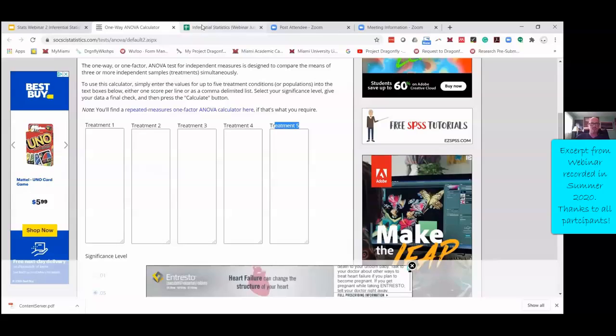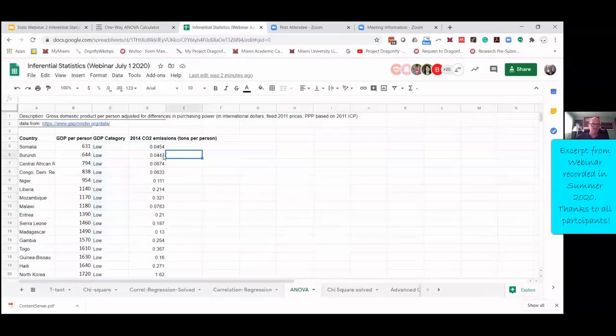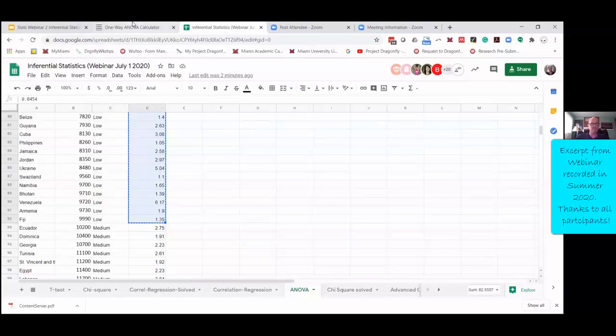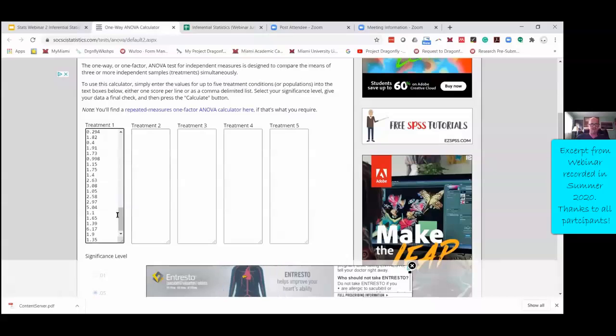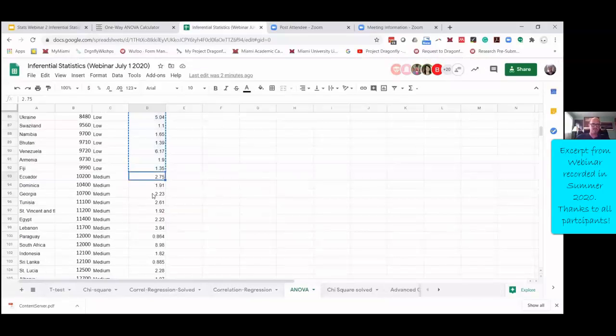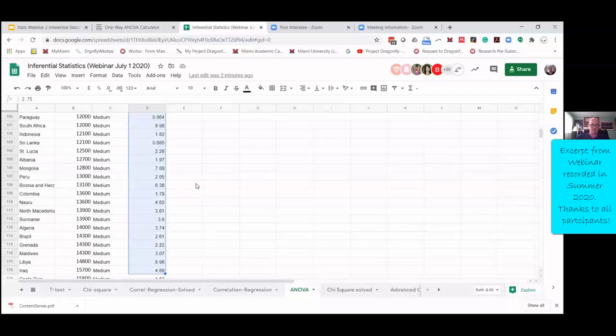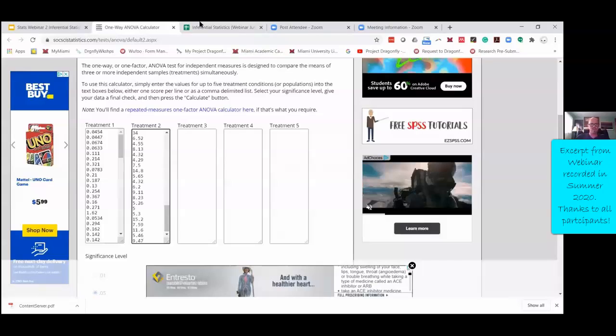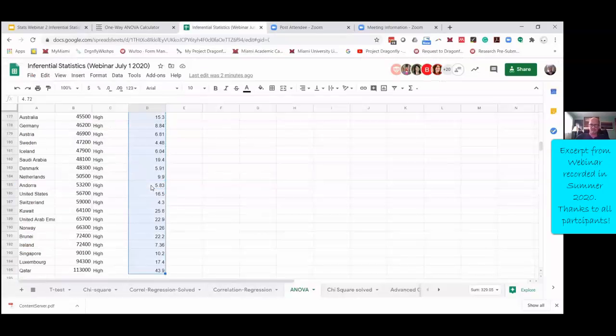But here we are going to just grab the data for low. There we go. Control C, copy it, put it in the treatment there. And look at that, it copied in all of that data. You always want to double check, make sure it's copying everything in. Go down to the next group. Copy that, put it in treatment two. And then our final level.